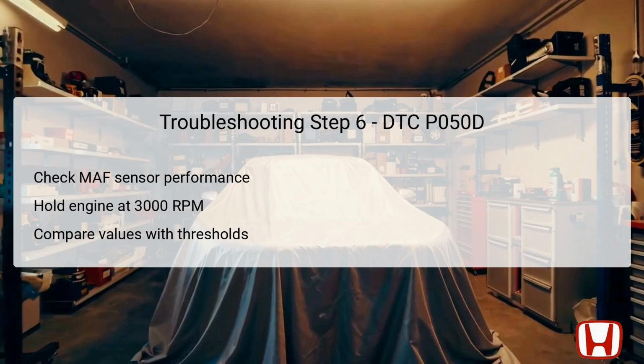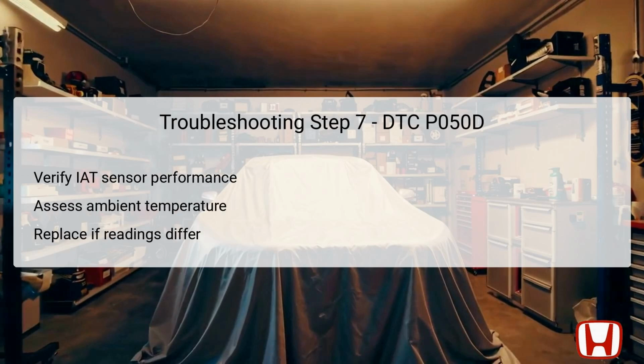automatic transmission, between 9.2 and 13.0 grams per second. If the current values align with these thresholds, it indicates that the MAF sensor is functioning correctly, allowing you to progress to the next troubleshooting step. If discrepancies are noted, immediate replacement of the MAF sensor/IAT sensor is necessary.